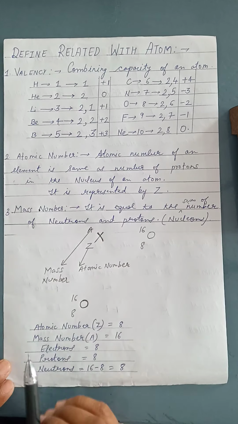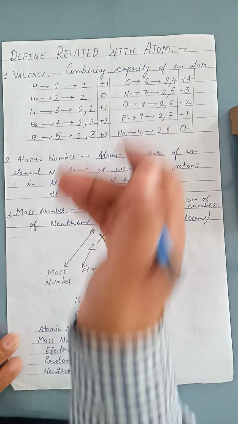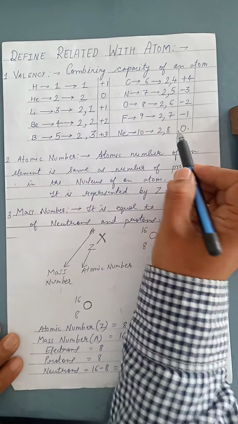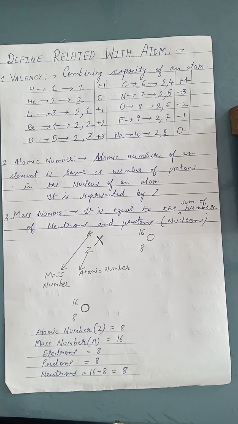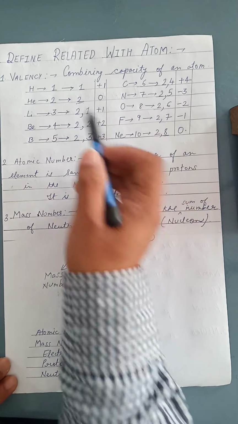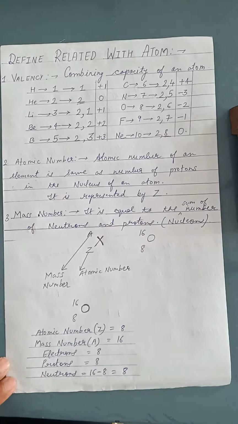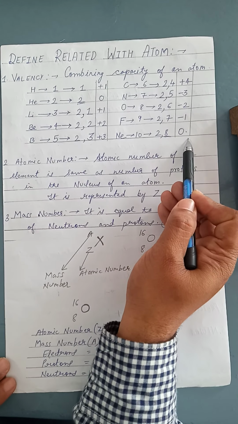neon 2, 8. Now one important thing you have to note down here: whenever there are 2 or 8 electrons in the outermost shell, they are completely filled, and these elements will be stable. So which elements will be stable? Those having the electronic configuration in the outermost shell as 2 or 8. And since they are stable, their valencies can be considered as 0.